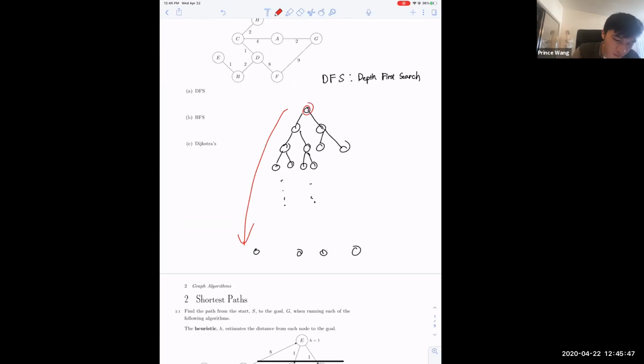Because imagine yourself from here. No matter what route you take, you never visit any node on the same level twice because you are always going to your unvisited neighbor. So you'll be able to reach the maximum depth of any graph or tree in the shortest amount of time. That's the reason why it's called depth first, because you are going for depth. So any question on the concept of DFS?